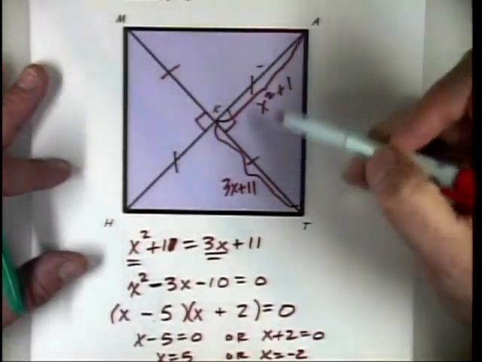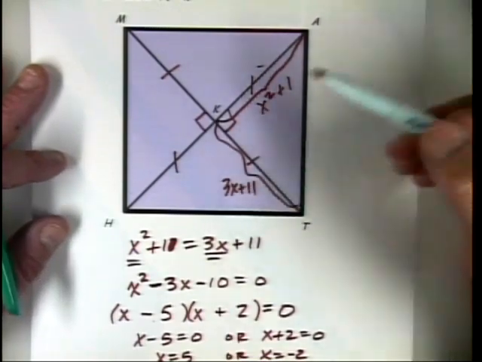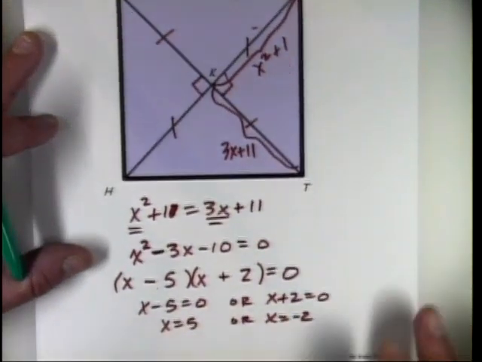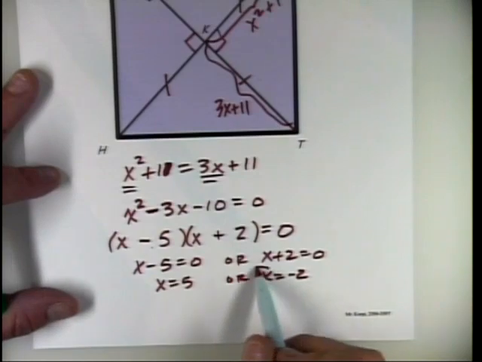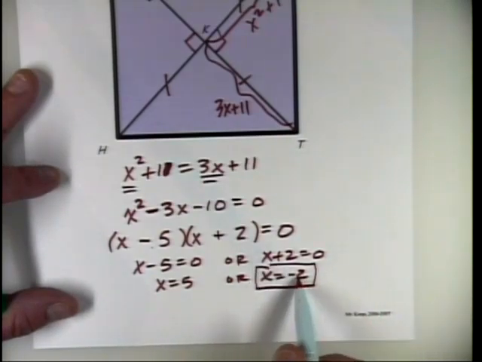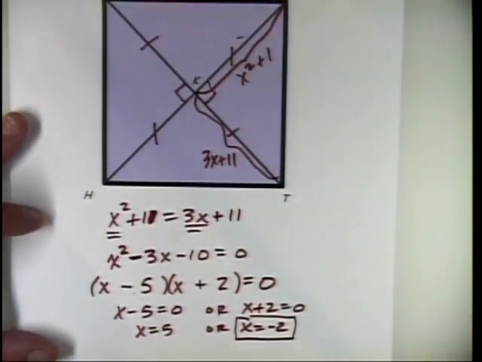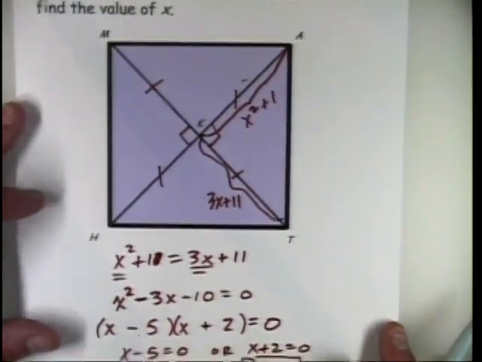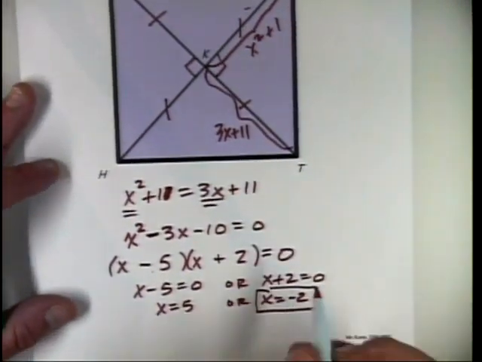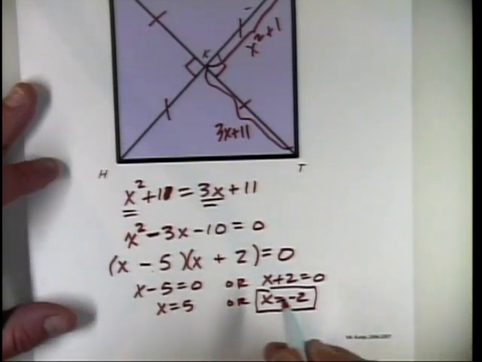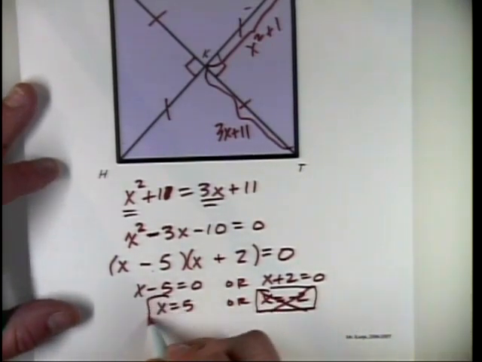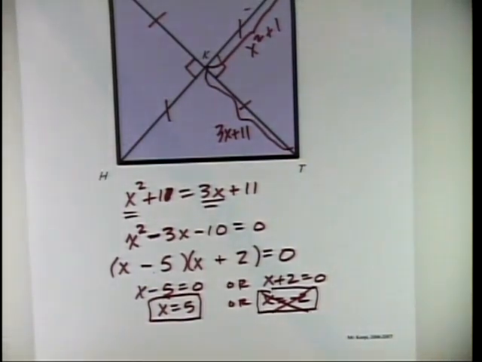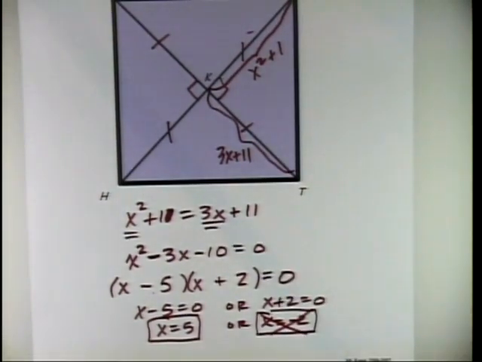Now x in this diagram up here is actually a component of a length. So it doesn't really make sense to talk about negative lengths. Although plugging in a negative 2 will not give us negative side lengths, we could have a dimension of x somewhere in other parts of the square. So in this case, x equals negative 2, because we're talking about lengths, doesn't really make sense. And so the best answer of the final 2 is just x equals 5. And that's the answer to the question.